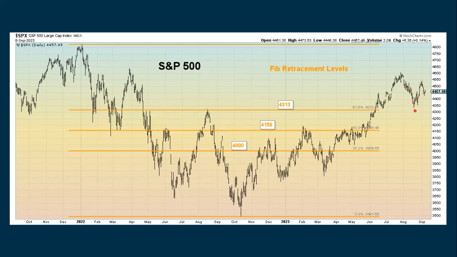Now, back in August, when we were coming down, we almost made it down to this point, and I was showing this chart a lot. But now that we have a little bit of breathing room here, I haven't been showing it.